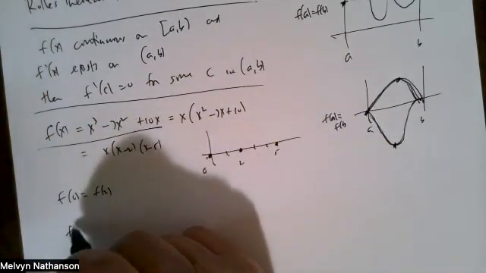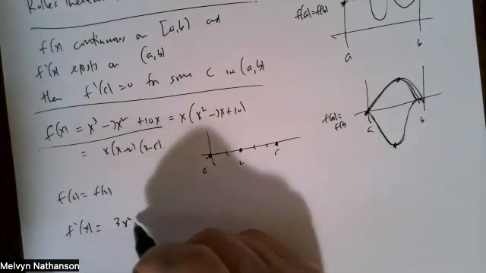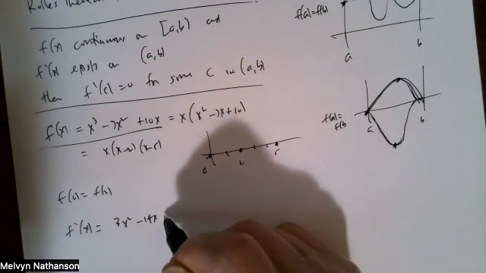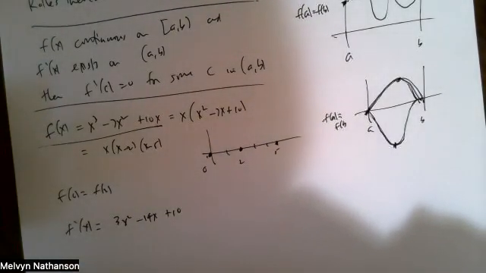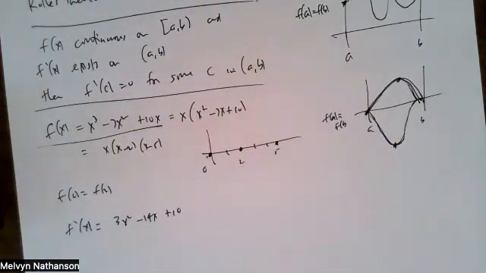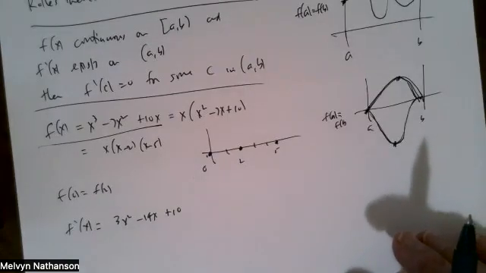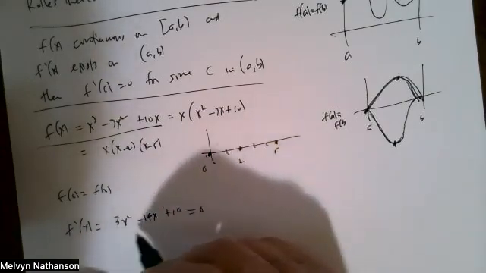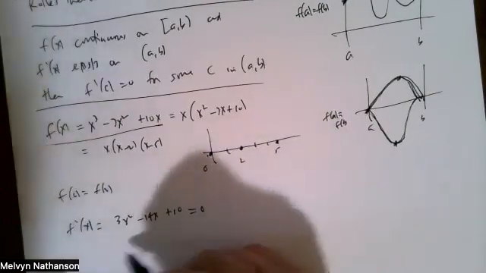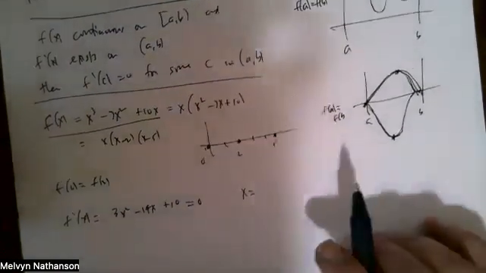This is my function. What is the derivative? f prime of x is 3x squared minus 14x plus 10, if I differentiate it correctly. And I'd like to know, when is this derivative equal to 0? Well, you have to solve this quadratic equation. So this equals 0 when x is, what's the quadratic formula?